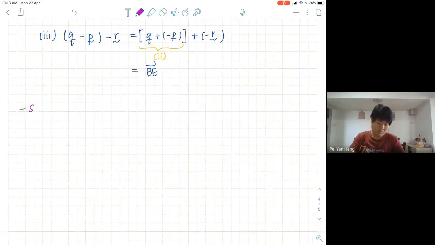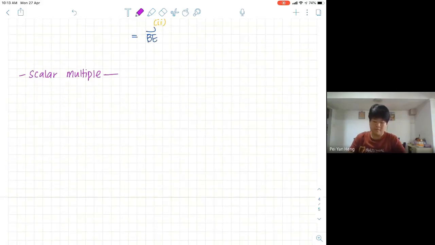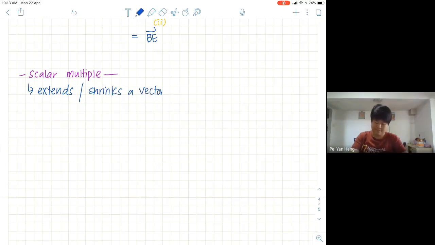Scalar multiple. Okay, a scalar multiple extends or shrinks a vector by an amount. So if we have this as vector A, vector 2A will be twice the length.